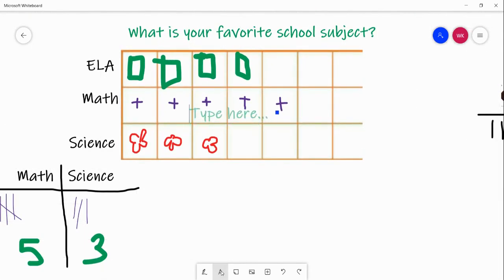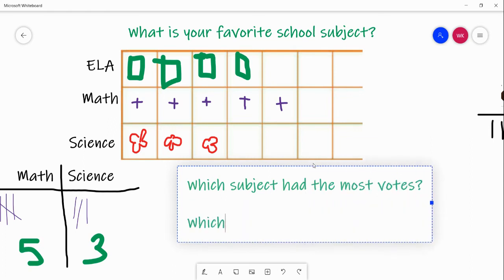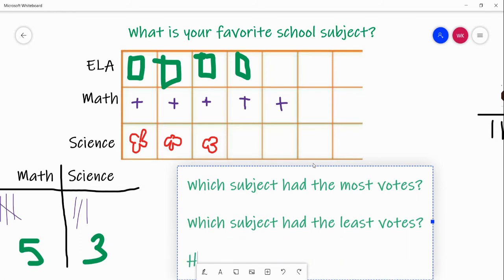So I'm going to ask you a couple questions about this chart. My first question is, what subject was the favorite? You're going to look, which subject had the most votes? Which subject had the least votes? How many votes are there in all?